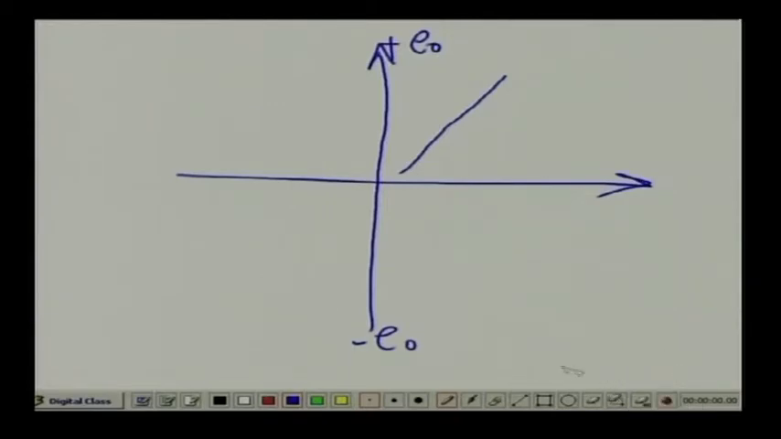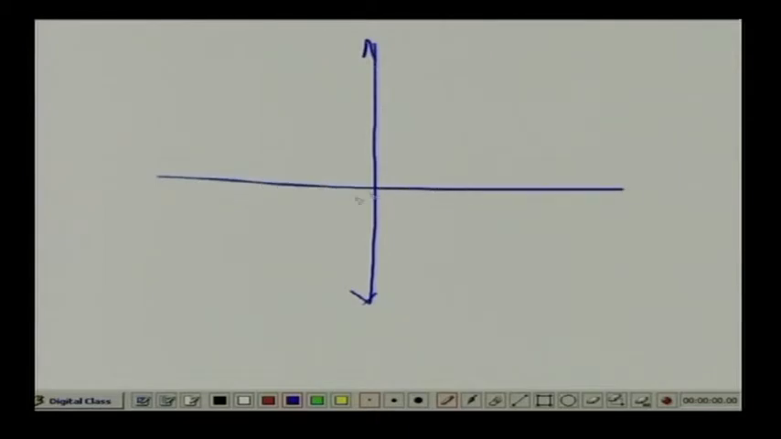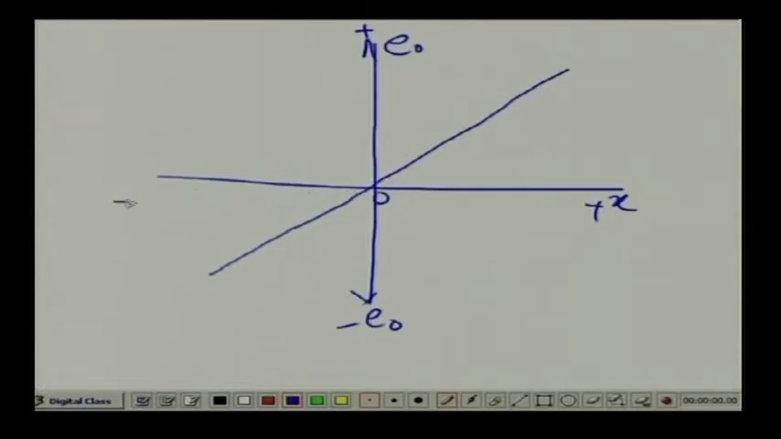So, the output voltage will look like this one. I am sorry, let me take another page. Right, so this is our output voltage, this is plus E naught, this is minus E naught, this is plus x, 0, and this is minus x. As I told you, plus x and minus x are nothing but the two sides of the null. One side of the core movement from the null is positive, and the other side of the null we are taking as negative.